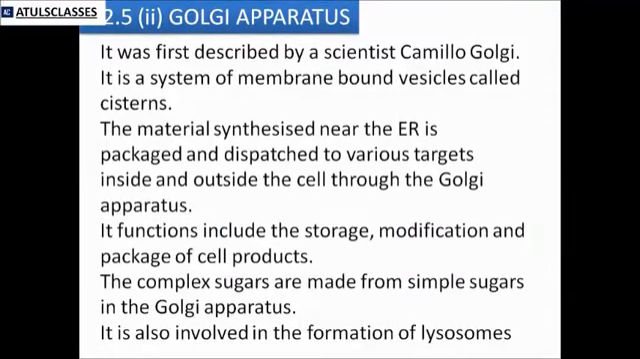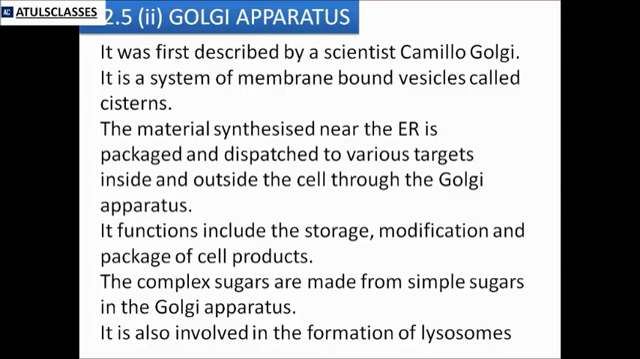The second membranous structure is the Golgi apparatus, discovered and described by Camillo Golgi. It has membrane bound vesicles and cisterns. The material synthesized near the ER is packaged and dispatched to the various targets inside and outside the cell through the Golgi apparatus.